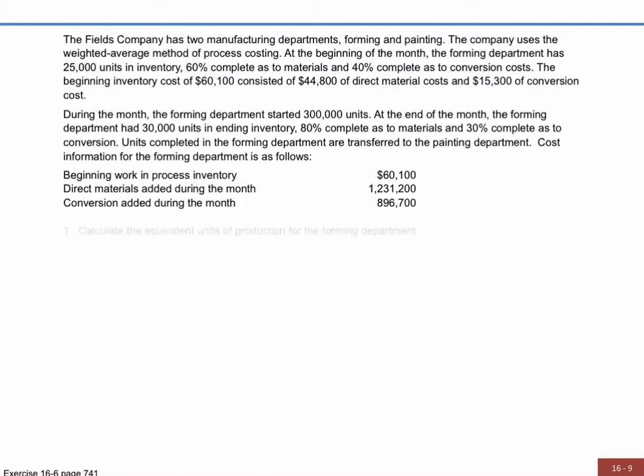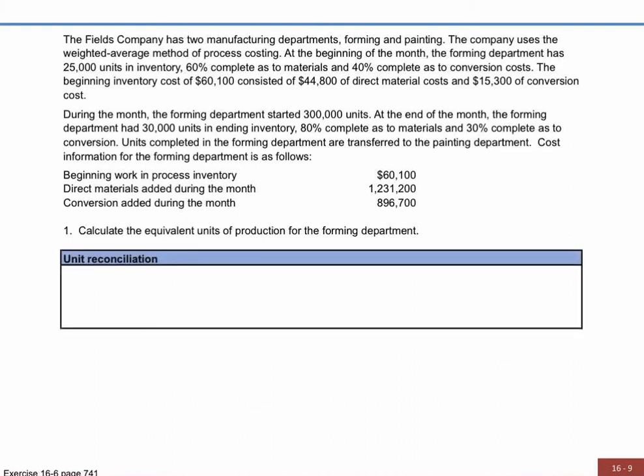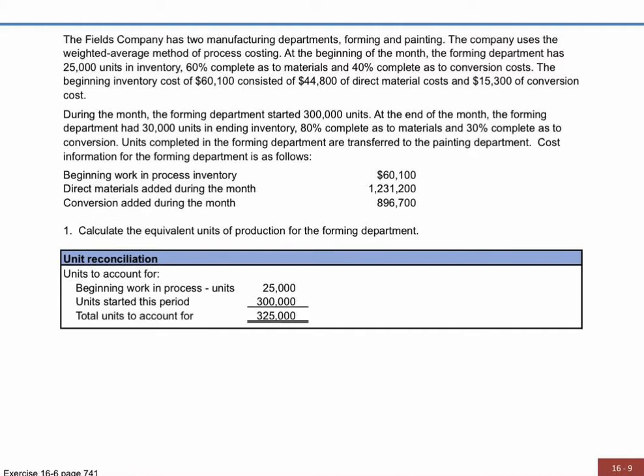So here we want to calculate the equivalent units of production for the department. For units of reconciliation, we're going to want to look at how many we begin work in process with, and we're given that information in the paragraph above, that we've got 25,000 units that began at the beginning of the month. And then we also start 300,000 in some fashion. Now we may not have finished the 300,000 that we started, but we've at least got the ball rolling on those units. So the total amount of units that we potentially could finish, or at least have gotten in some sort, is going to be 325,000.